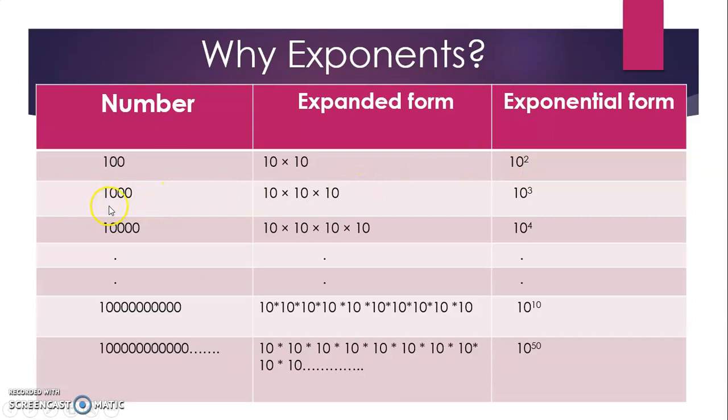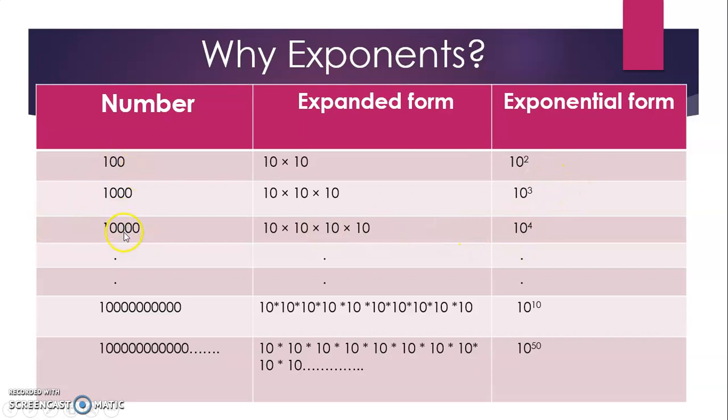Then we see 1000 in the expanded form: 10 multiplied by 10 multiplied by 10, that is 3 times in multiplication with itself. So we can write it as 10 raised to the power 3. Then 10,000: here it is 10 multiplied by 10 multiplied by 10 multiplied by 10. So there are 4 tens in multiplication with itself, so we have written 10 raised to the power 4. Why? Because there were 4 tens.